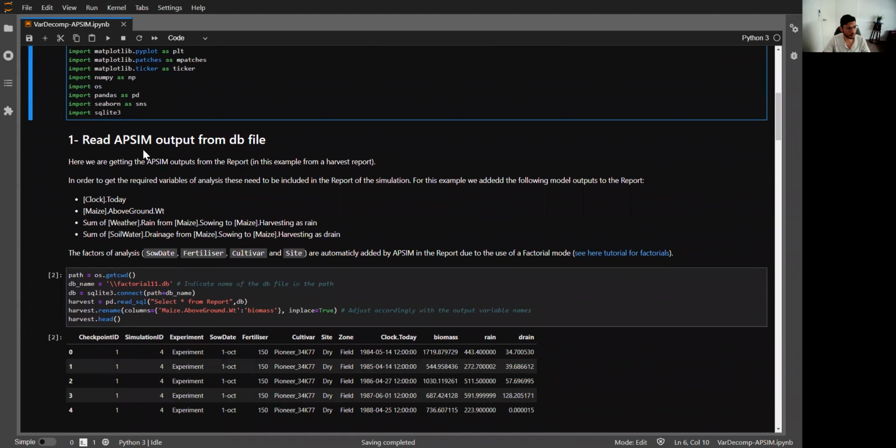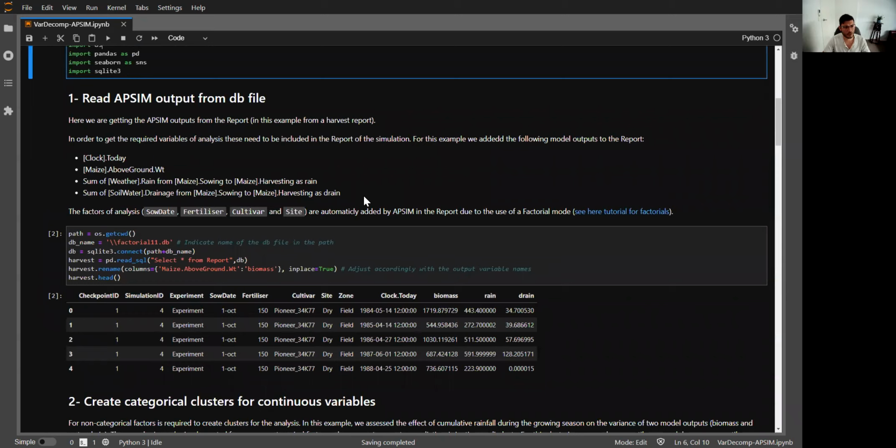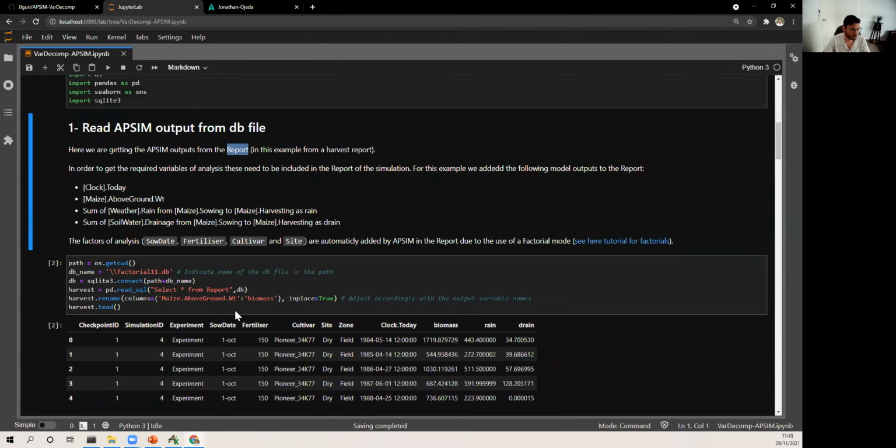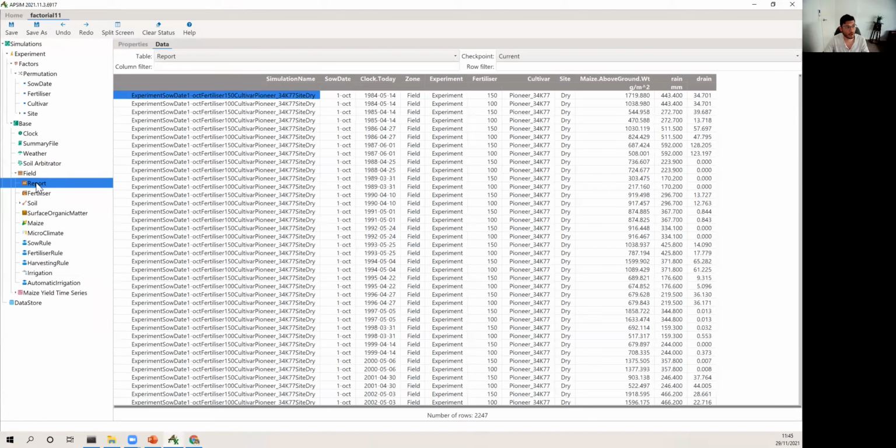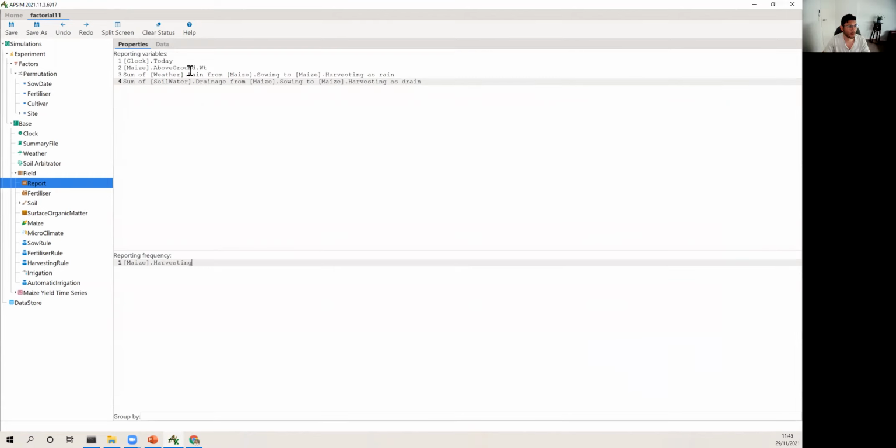As a first step, we will read the APSIM output from the DB file. And here we need to consider a couple of things. If you look at the report in the simulation, here we have the report, which is a common report of the APSIM simulation, and you will see that we have all the variables required. Here we have the date, we have the maize above ground biomass, and then we have the cumulative rainfall from sowing to harvest and the cumulative drain from sowing to harvest.